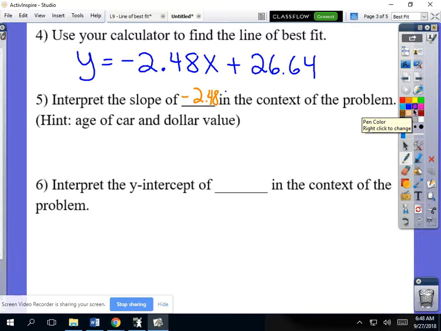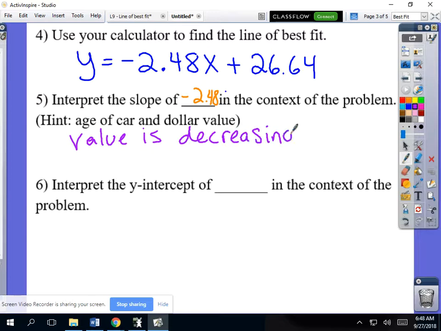To me, what it means is that our value, first of all, is decreasing. It's decreasing because the slope of our line is negative. Well, how much is it decreasing? It's roughly decreasing $2,500. Think about that. 2.48, if in thousands, is roughly 2,500. I'm just rounding. Well, how often? It's roughly decreasing $2,500 per year that we own the car. That's what the slope really means in the context of the question.